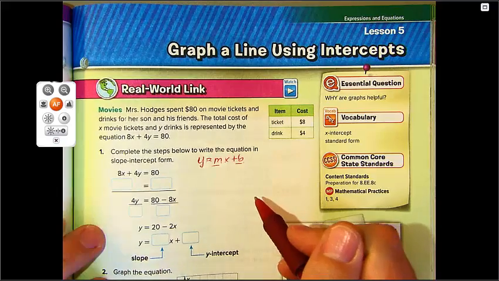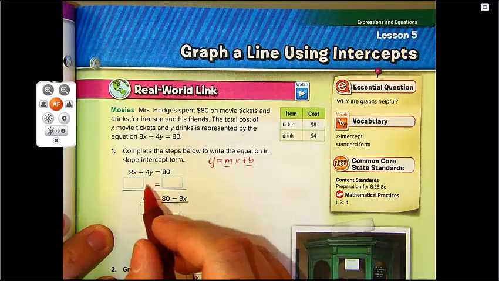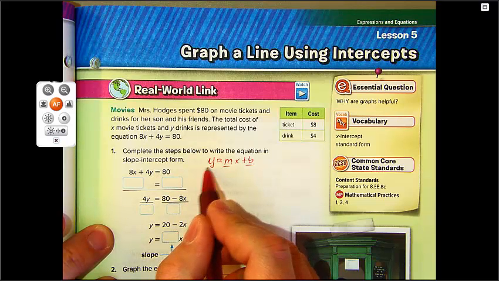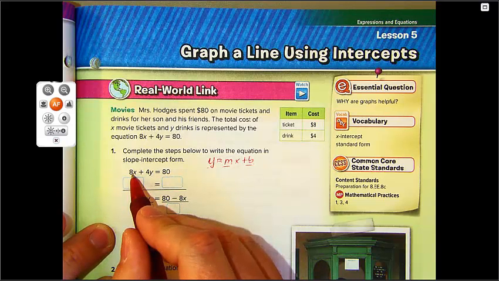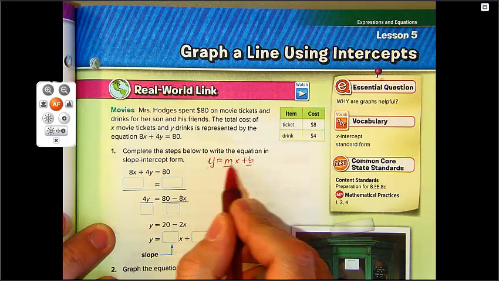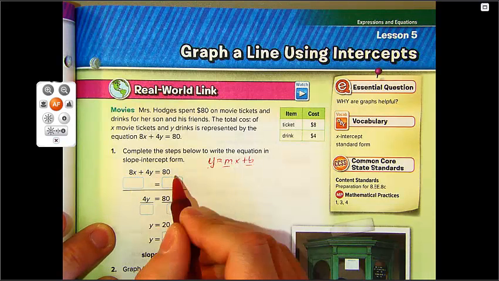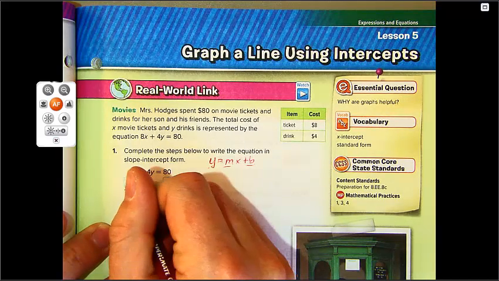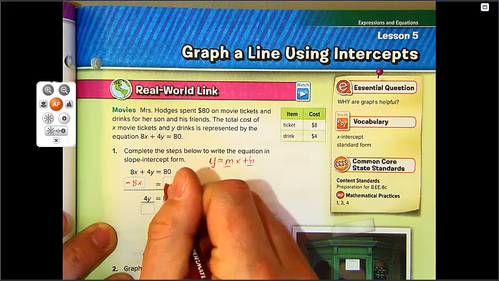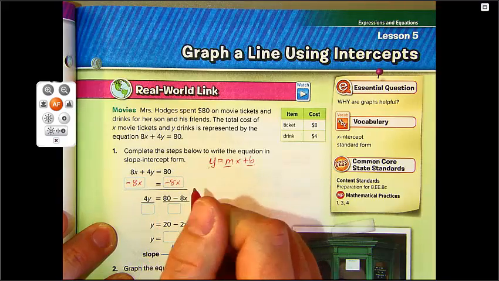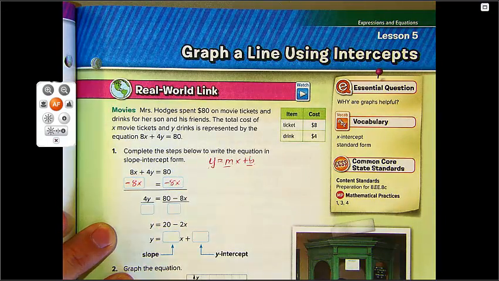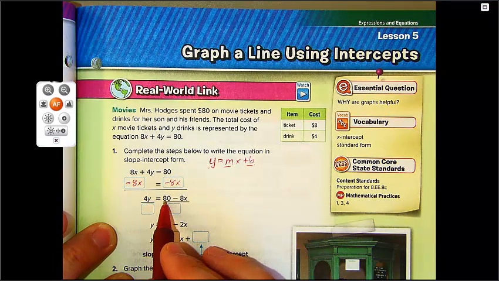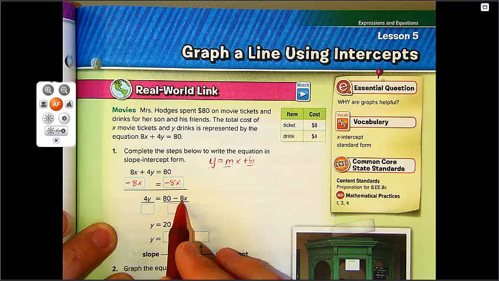form. Okay? So what we notice first here is that our y is on the left side, but our x is over here, and for it to be y equals mx plus b form, we need to move this x over. So how do we move over a positive 8x? We subtract 8x over. Okay? Once we do that, we simplify, and we have 4y equals 80 minus 8x.